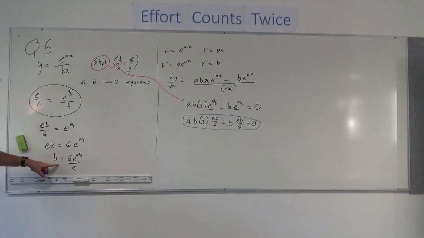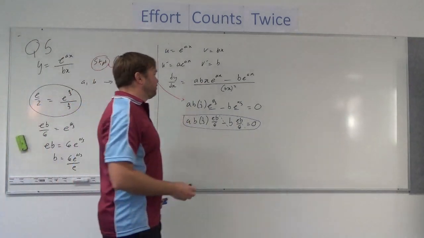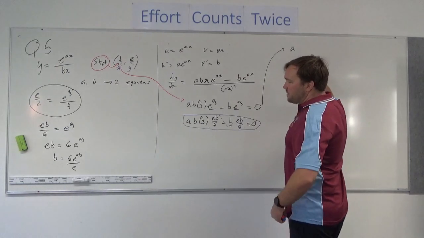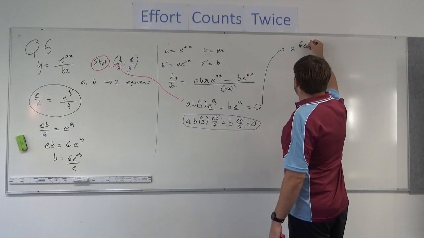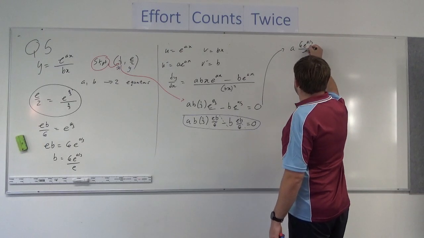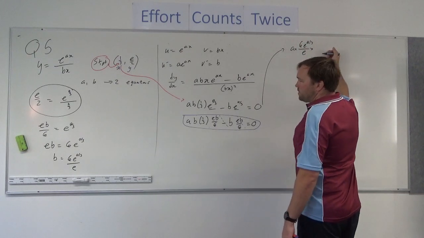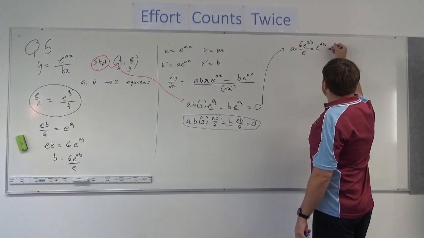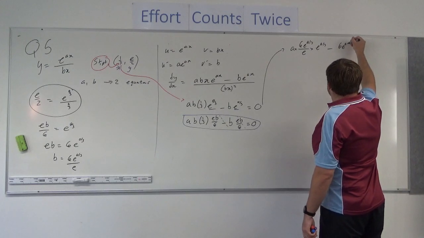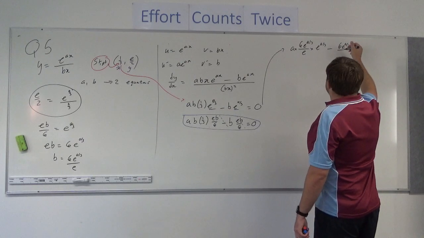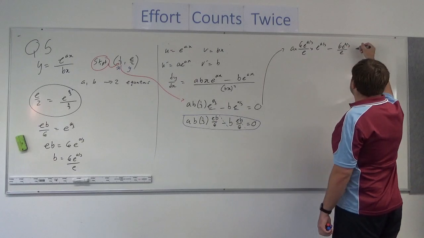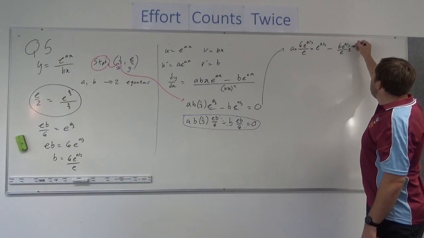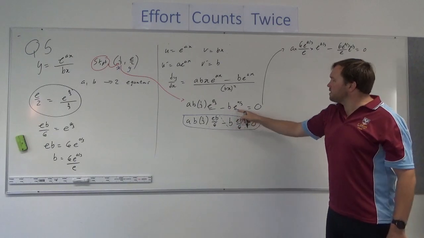Alright, we're going to sub that into here. So let's take that up there. a, and then instead of b, it's 6e^(a/3) over e, times e^(a/3), minus 6e^(a/3) over e, equals 0. Ooh. e^(a/3). So that's the b, and that's that one.